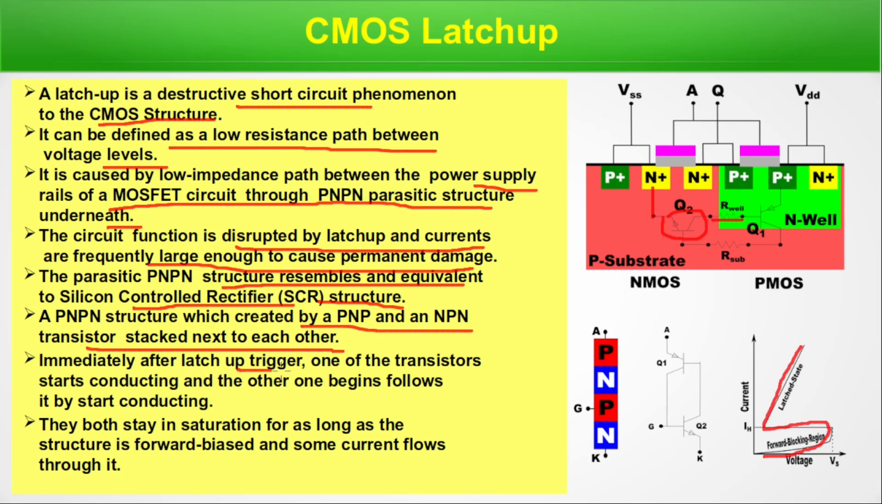Immediately after latchup trigger, one of the transistors starts conducting and the other one begins to follow it by conducting. They both stay in saturation for as long as the structure is forward biased and some current flows through it. This is not the desired path of flow of current, although through this parasitic PNPN structure, huge current flows, and this can lead to CMOS failure. We are done with this slide. We will move to the next slide.